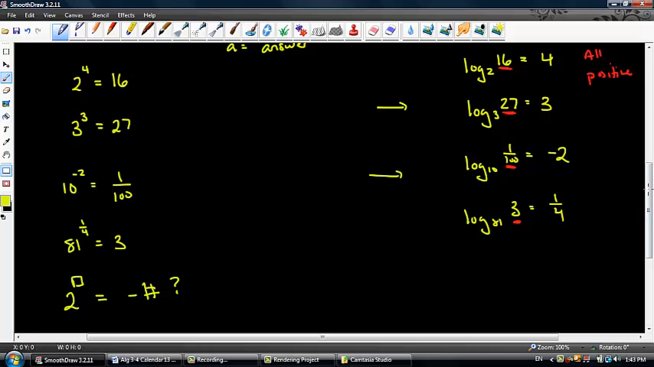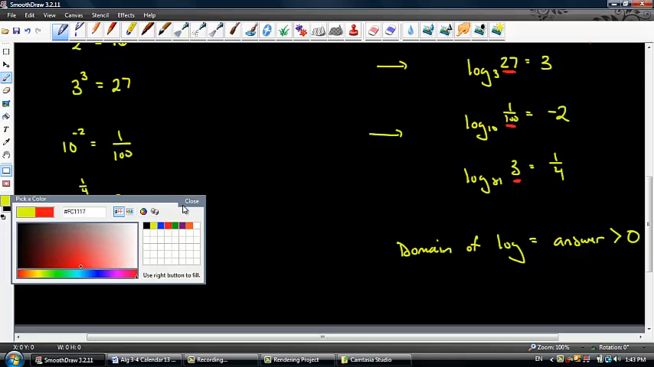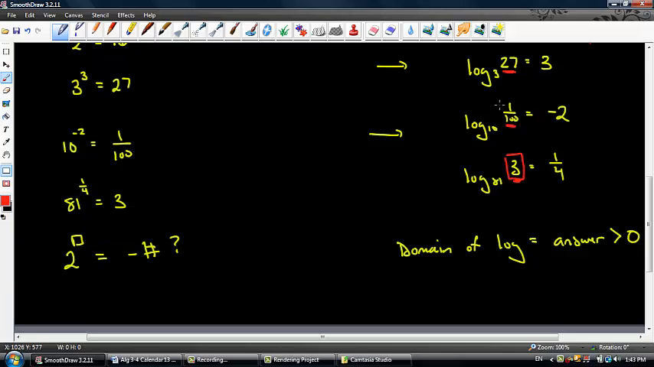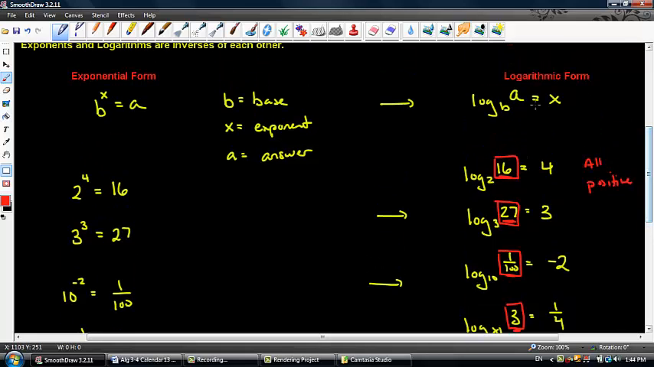So we can say that the domain of log is that the answer must be greater than 0. When I say the answer, I mean this number here, in red. Must be greater than 0. In this general logarithmic form, a must be greater than 0. So that is logarithmic form.